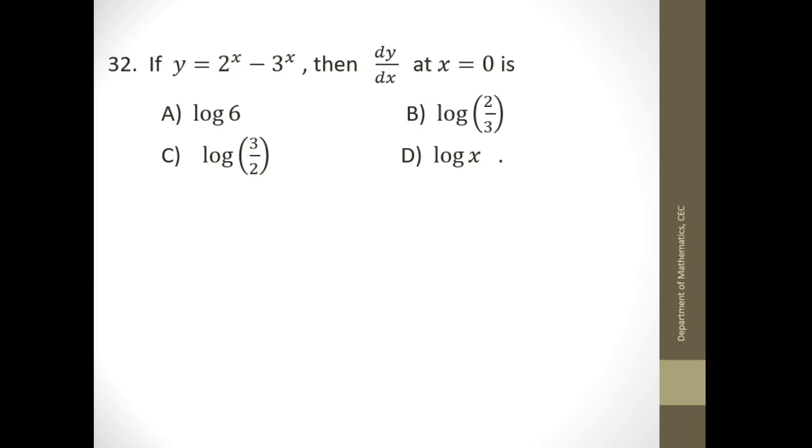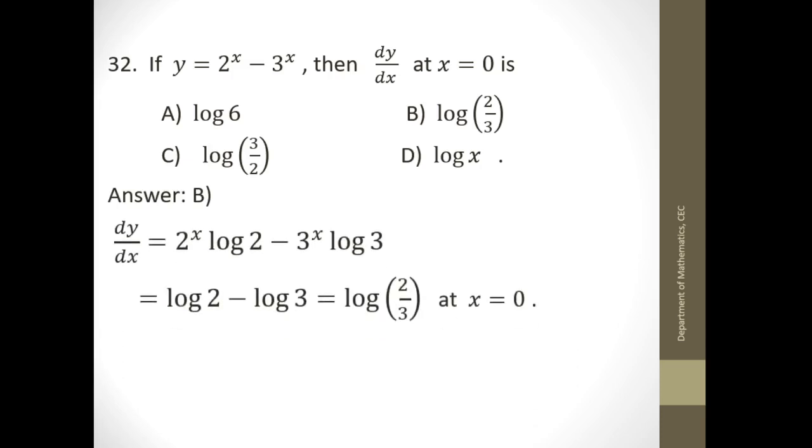If y is 2 power x minus 3 power x, just differentiate. 2 power x derivative is 2 power x log 2 and 3 power x derivative is 3 power x log 3, and at x equal to 0, 2 power 0 is 1, 3 power 0 is 1, so log 2 minus log 3 is log 2 by 3. Log 2 by 3 means answer B.